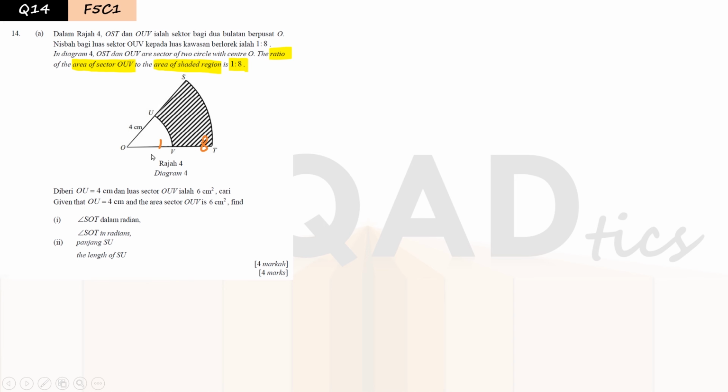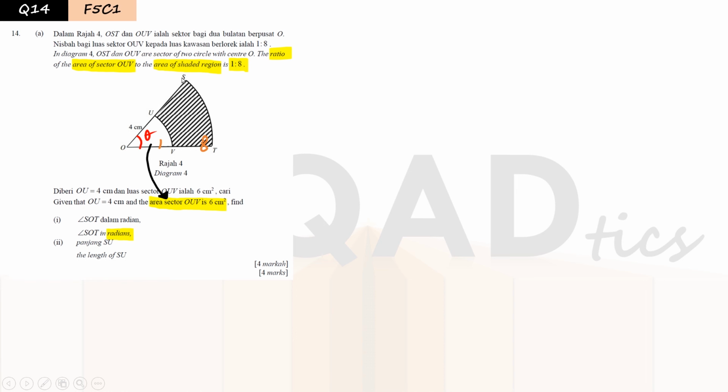Okay, and it also gives us the area of the sector OUV, which is 6 cm square. Alright, so in part 1, we need to figure out the angle SOT in radians. Right, so the angle SOT is here, and then we need to figure out the value of the angle here.